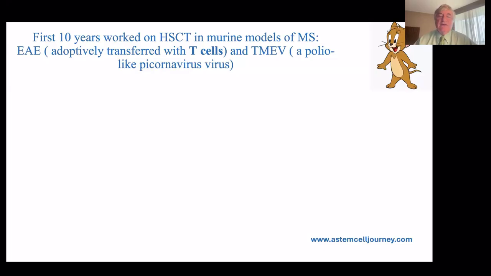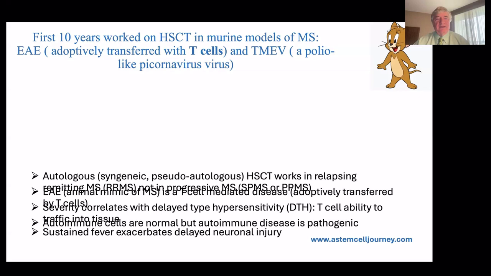So the first 10 years to develop this field, I worked on hematopoietic stem cell transplant in murine models, mouse models of MS, specifically two of them. EAE, experimental allergic encephalitis, also called experimental autoimmune encephalomyelitis, which we caused in animals by adoptively transferring T cells to a naive animal, and then TMEV. TMEV is Theiler's murine encephalitis virus, and that's a polio-like picornavirus that causes the disease. I worked in both. So let's briefly go over 10 years of work in that model system.